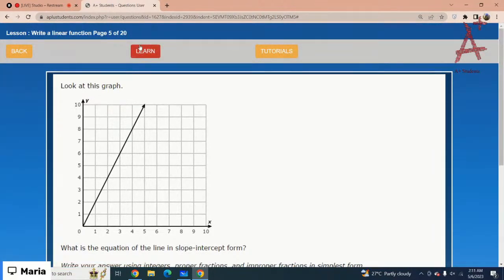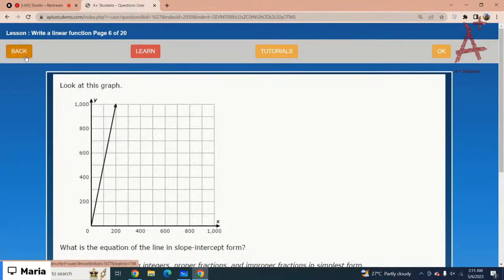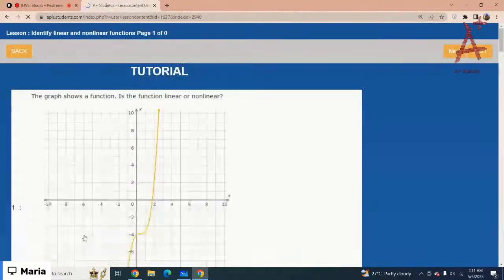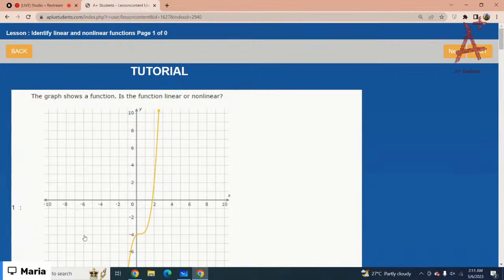Okay, you can complete the test by yourself later today. Let me just move on to the next lesson. The next lesson is identify linear and nonlinear functions. So you are given the function, you need to see if this is linear or nonlinear. So linear is the word that comes from the line. Got it?